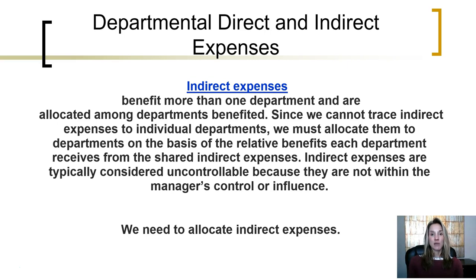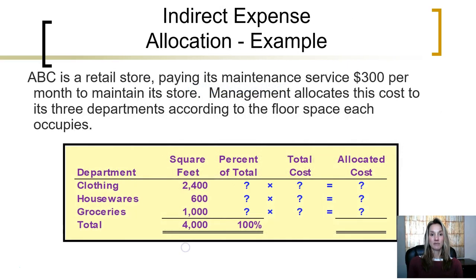Indirect expenses that we are allocating typically are considered uncontrollable because they are not within the manager's control or influence. So let's look at how indirect expenses are allocated. Using this example of a retail store that pays its maintenance service $300 each month to maintain the store, management allocates this cost to the three departments according to the amount of floor space that each occupies.